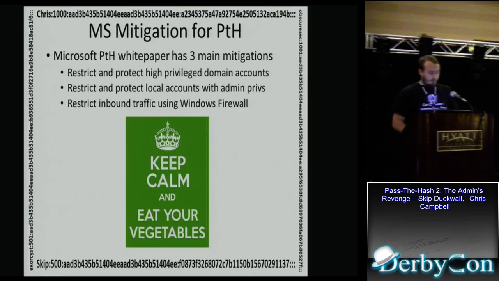All right, so Microsoft gave some pretty solid mitigations that you'll find hopefully on any pen test report. Restrict and protect high privilege domain accounts. Good. Restrict and protect local accounts with admin privileges. They do, or they don't, but you should. Restrict inbound traffic using Windows Firewall, because everyone loves having thousands of non-centrally managed firewalls on their networks.